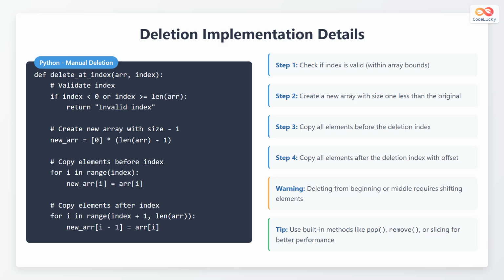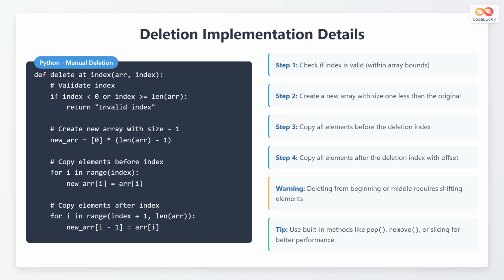Therefore, the function would be: def delete_at_index(array, index): if index < 0 or index >= len(array): return "Invalid index". new_array = [0] * (len(array) - 1). for i in range(index): new_array[i] = array[i].